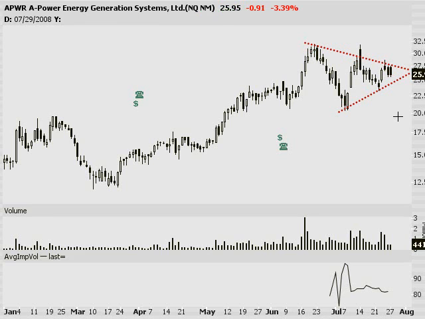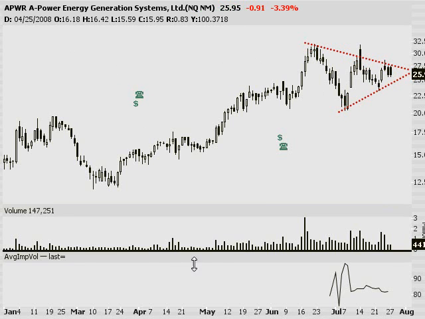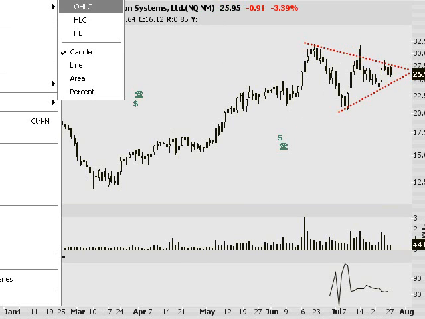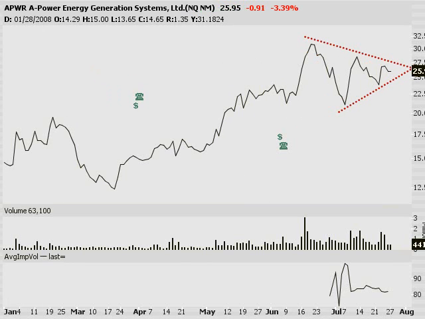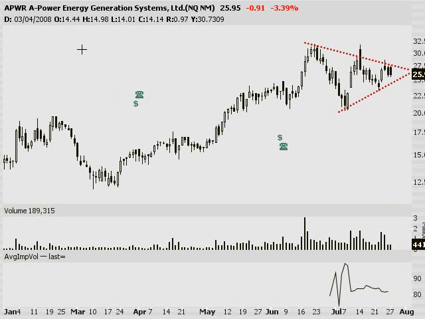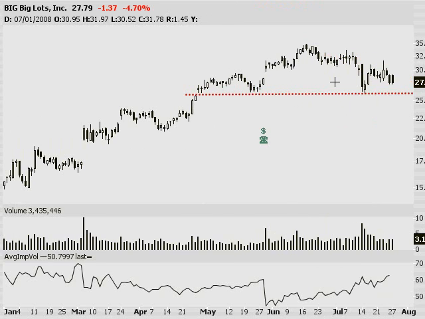Next, I'm going over to APWR, A Power Energy. Never heard of the company, but I did like the pattern upon its discovery. So the symmetrical triangle here, I know you're probably going to ask about this particular price bar being outside. However, if you switch over to a line chart, you see that goes away. So I like it here, based on the fact that it's a 10-point triangle for a $25 stock. It's not too bad.